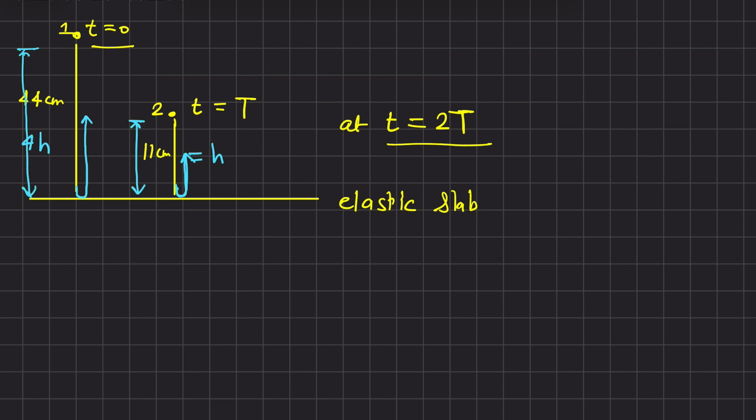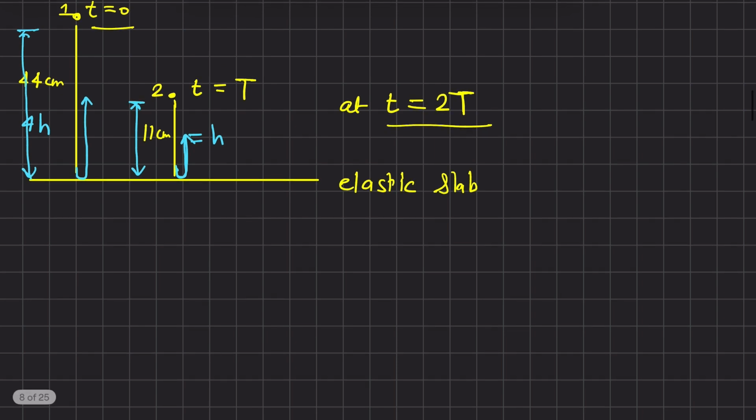So if you see in the first one, we know that s, which is 4h, is equal to, with u as 0, initial velocity 0, half g t square. I'm doing a little short, so just see it properly. So it will come t equals 2 under root 2h by g. That is the t that we have gotten.